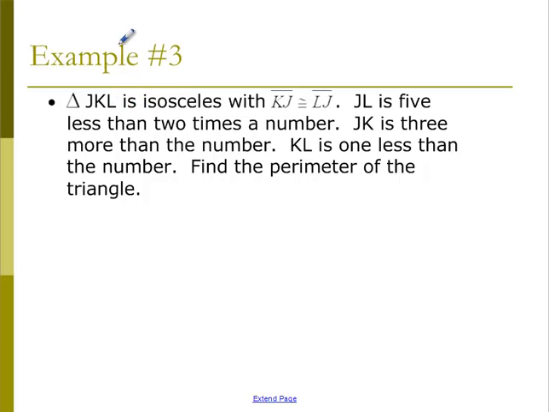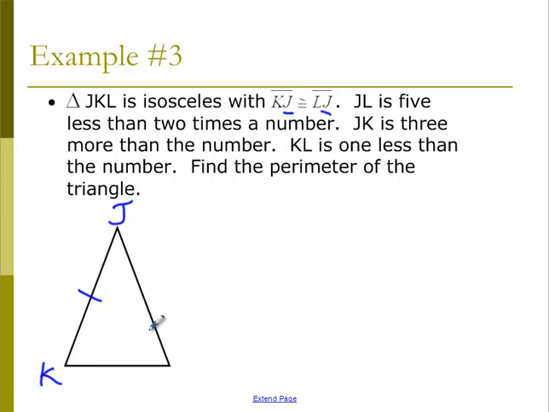Our third example, we have a triangle again, same idea, same isosceles triangle, and it tells us which ones are congruent. KJ and LJ are the same. Since they both have the letter J in them, J is my vertex angle, and we have KJ congruent to LJ. Now we have some comparisons that we have to look at.